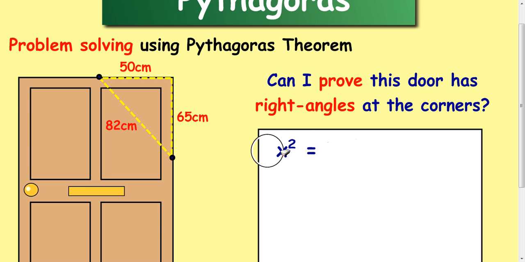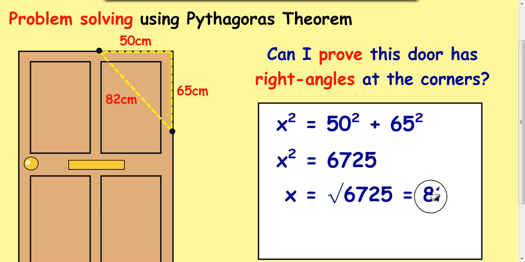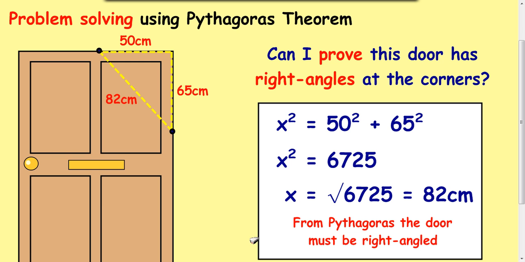So let's call that x squared, and 50 squared plus 65 squared. Because we're working out the hypotenuse, it would be an add. 50 squared plus 65 squared is 6725. And if you square root that answer, you get 82. So from Pythagoras, the door must be right angled.